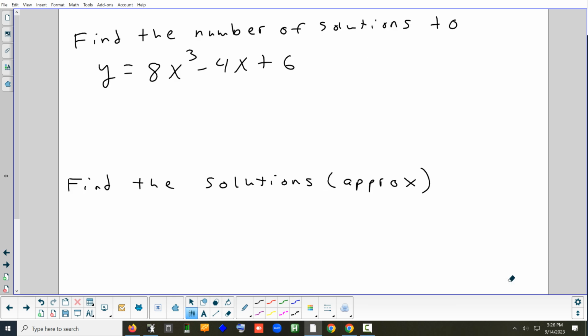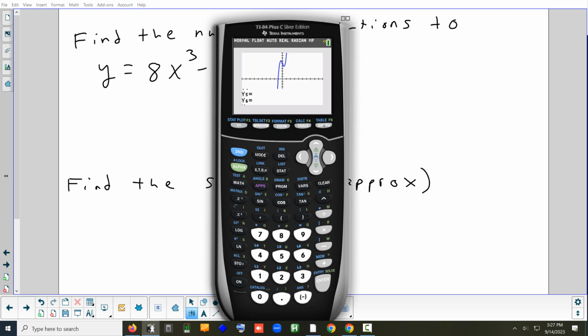All right, so another topic we looked at this week was finding roots. So I have a cubic up here, 8x cubed minus 4x plus 6. And if we want to graph it to find the roots, what do we have to set it equal to? Right, we have to set it equal to 0. This one pretty much already has everything on one side, so we can just graph it the way it is. So let's graph that. Okay, so there's our equation.